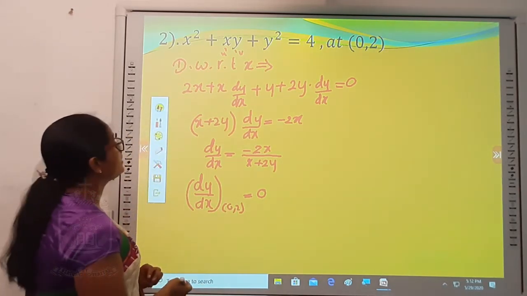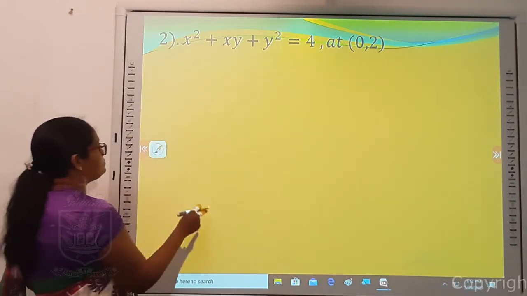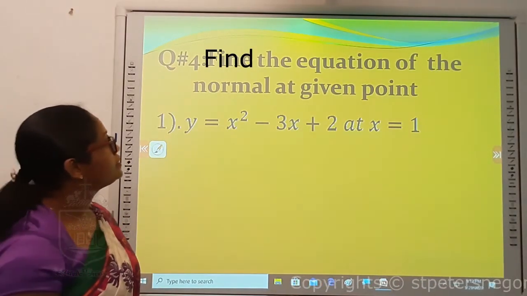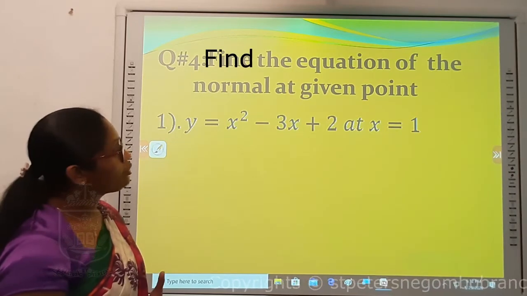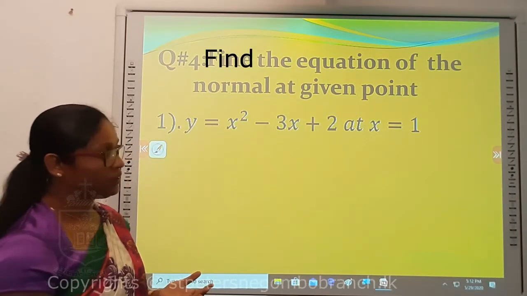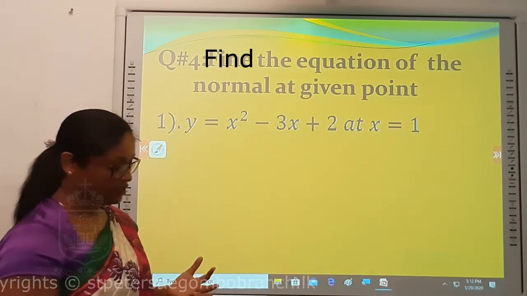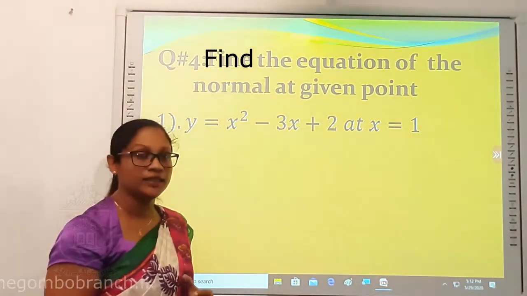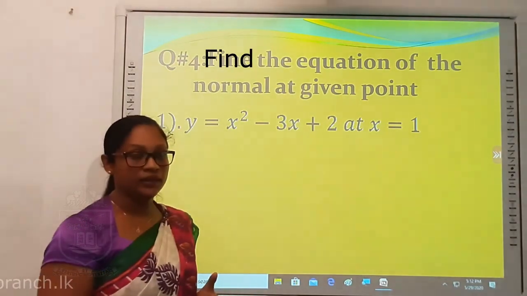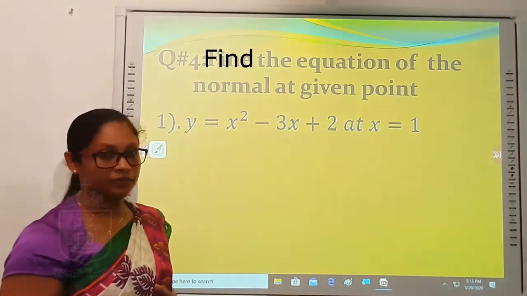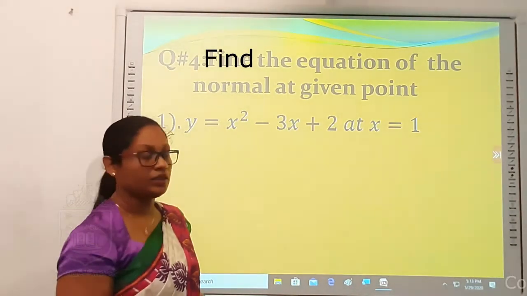So we will move to the next category of questions. In the fourth question, what I am going to find here is the equation of the normal drawn to the curve at x equals 1. So first we want to find the gradient of the tangent and the respective point, and also the gradient of the normal. After that we can write the equation of the normal.